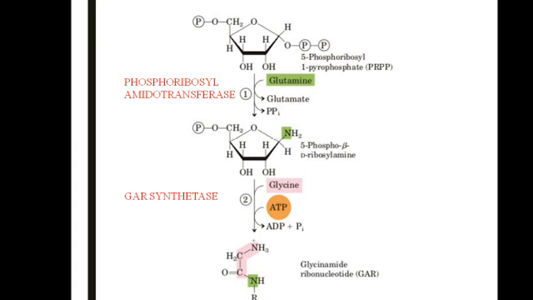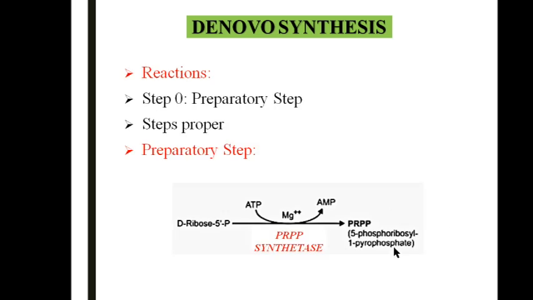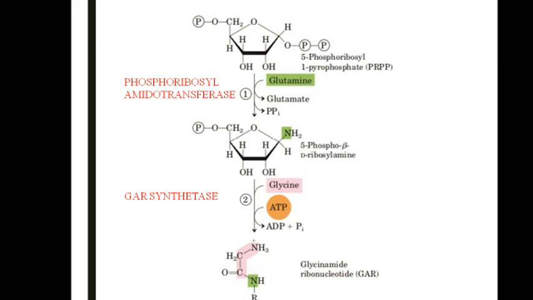Now there are a total of 10 steps up to the formation of IMP. From the IMP, AMP and GMP are formed. So the total of 10 steps with 10 enzymes are very important as a part of a multi-enzyme complex. Now we have with us the important molecule, that is PRPP. Now let us see how the pathway operates.